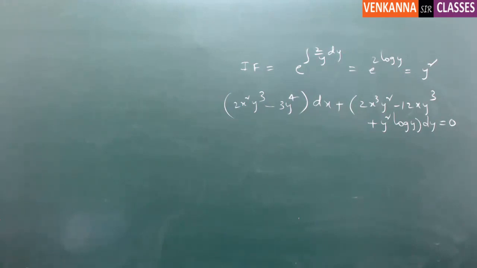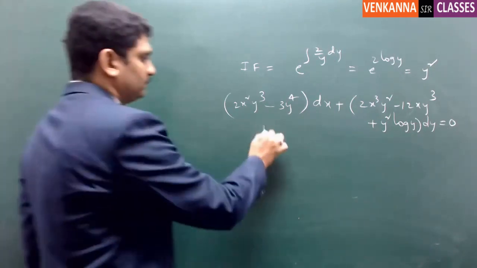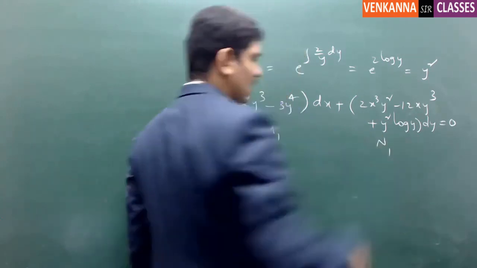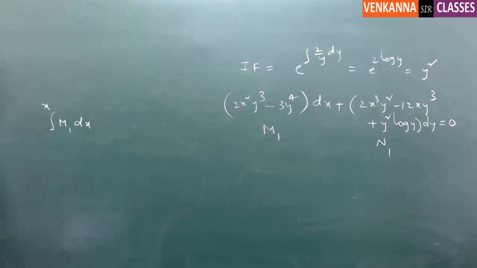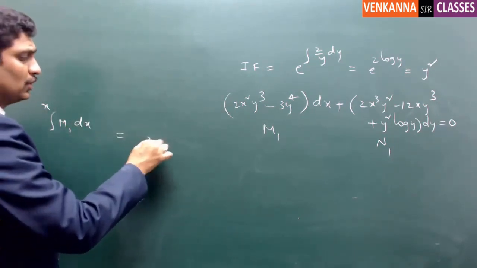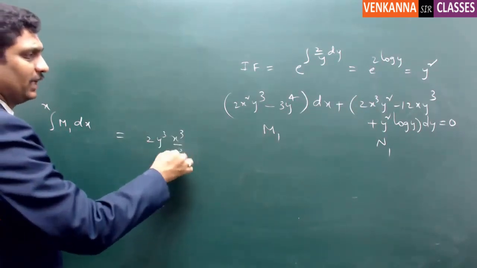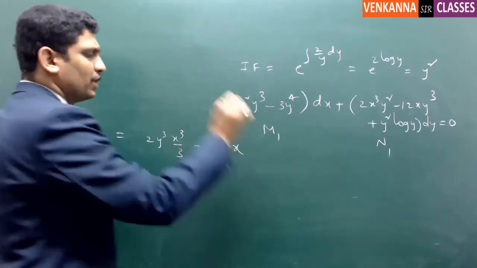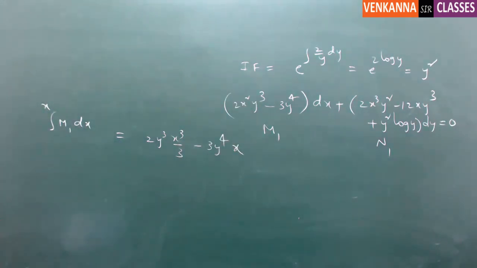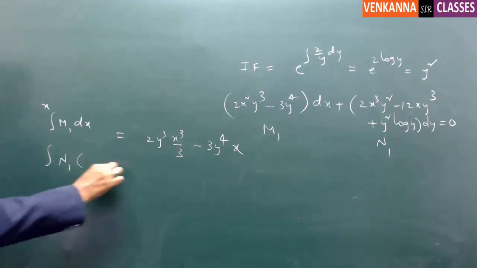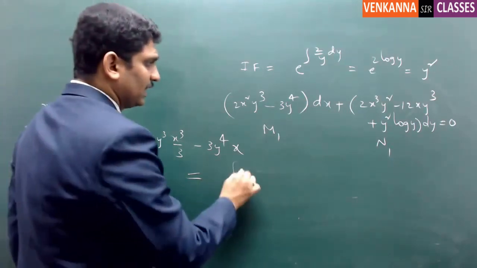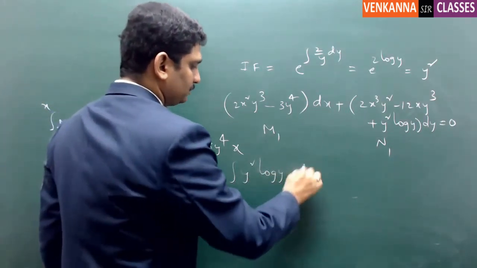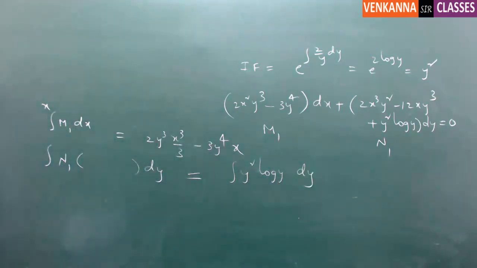Agreed all? Right, so let us do the integration. This is m1 and this is n1. So integral m1 dx with respect to x is 2y cube into x cube by 3 minus 3y power 4 into x. And coming to the terms of n1 not containing x, it is the integral y square log y dy. Accepted?